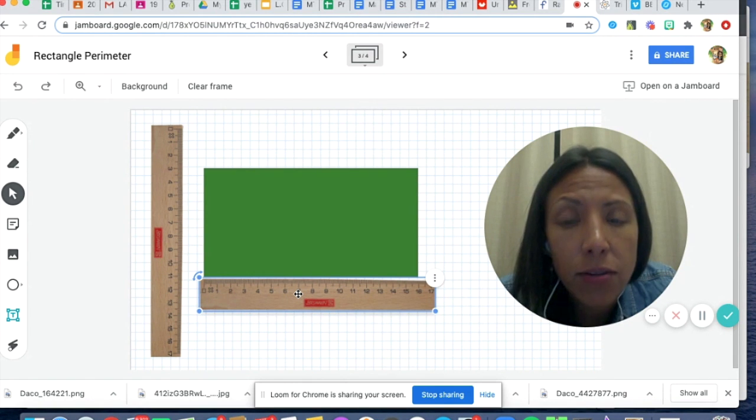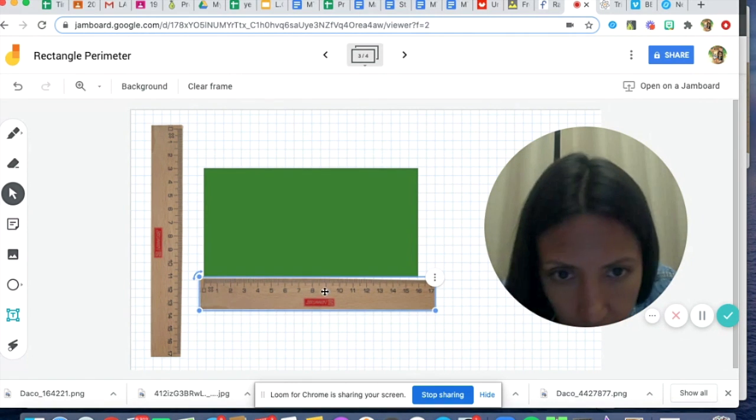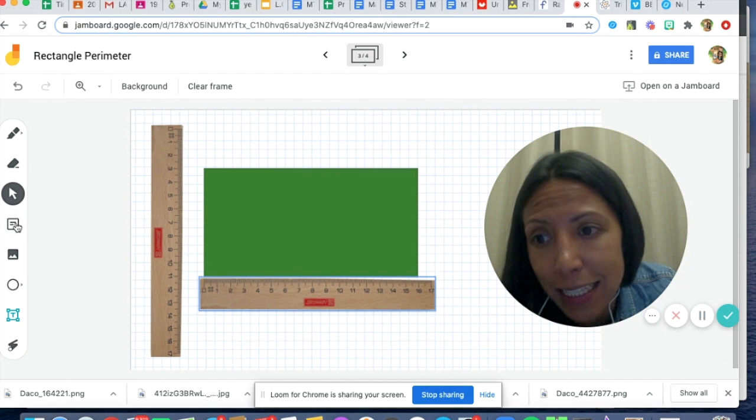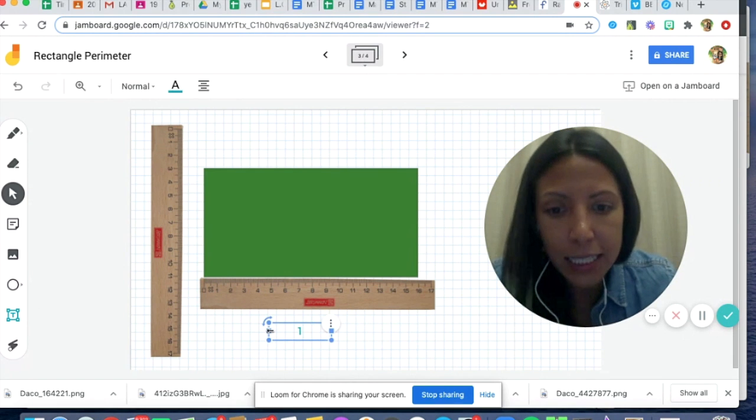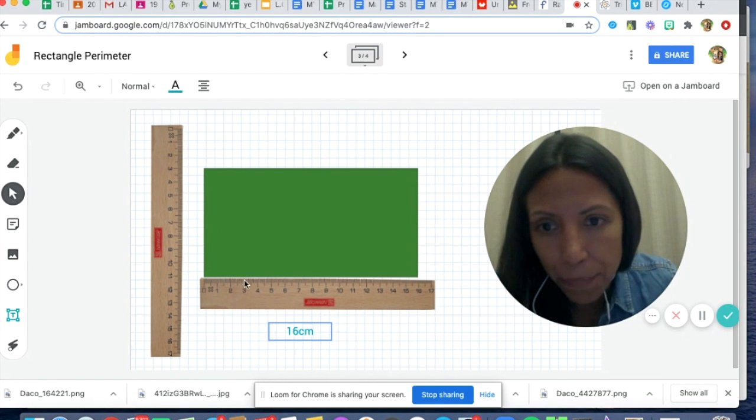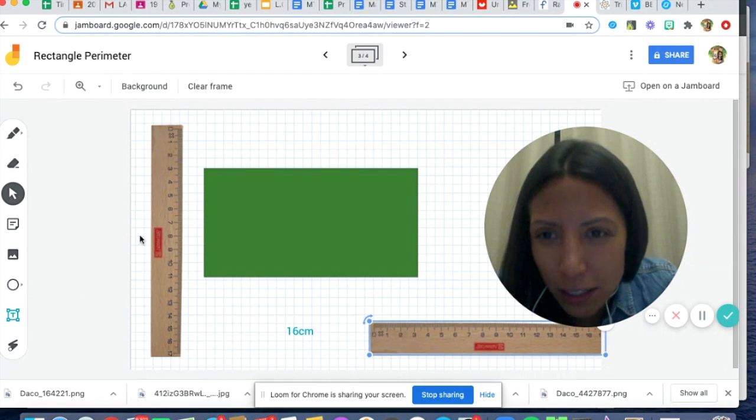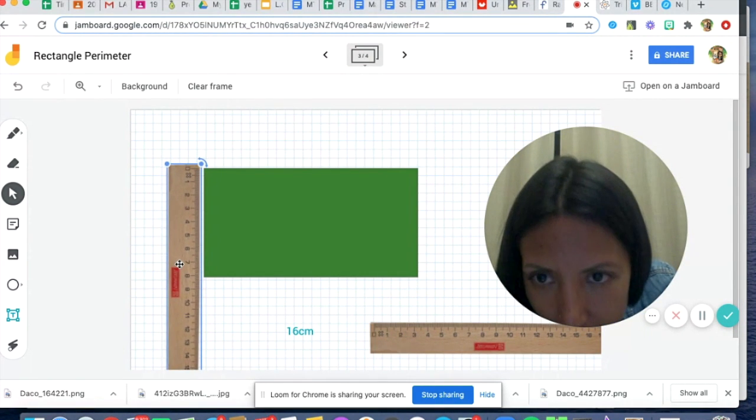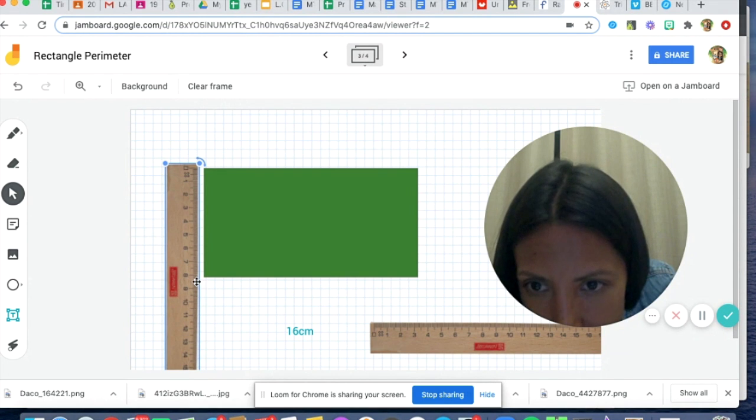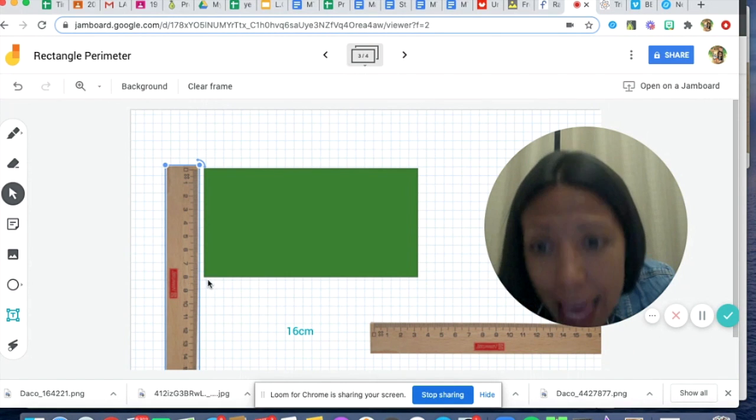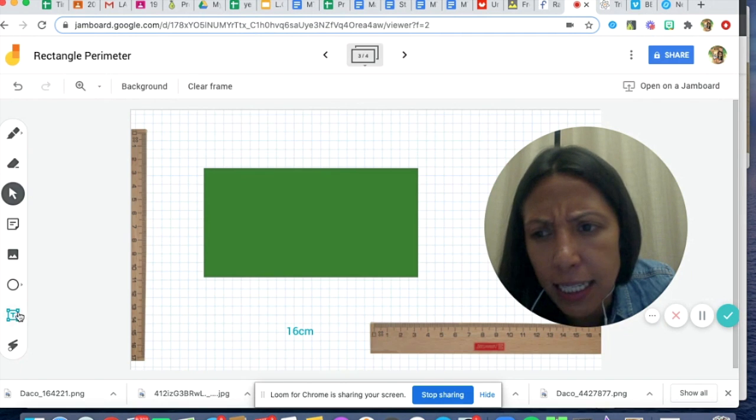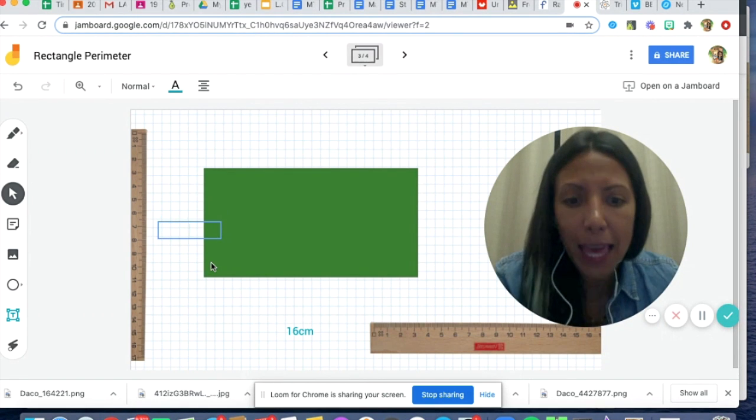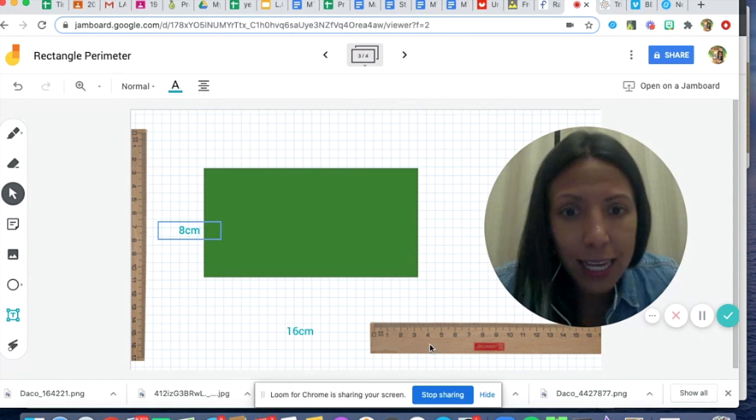So we can use rulers like the one I have here and measure every single side of our rectangle. Here we have 16 centimeters. I'm going to write it here, 16 centimeters. And then I have my other ruler to help me here. And this is 8. Let's say that it's right, like there we go, and it's 8 centimeters. So I'm going to, again, use the sticky note. I'm going to write here 8 centimeters, right?